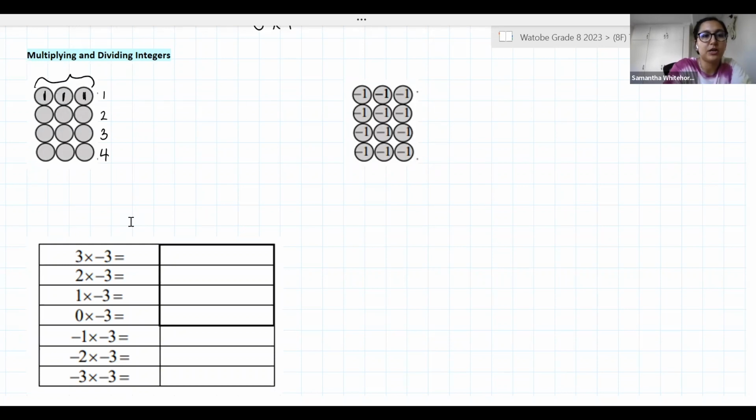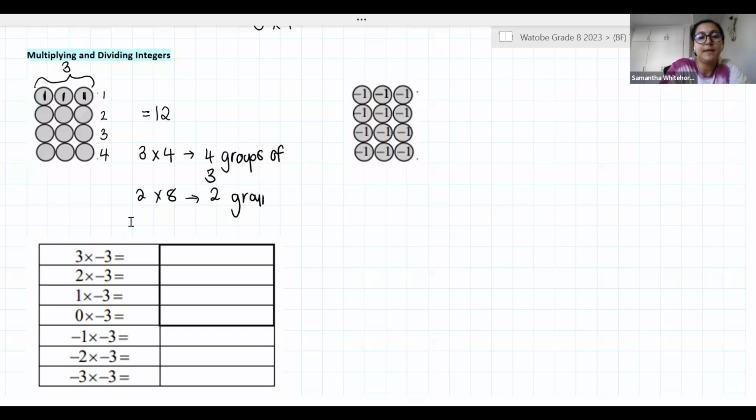So in one group, I've got 1 plus 1 plus 1, which is 3. And I've got 4 groups of those. And so if we were to total all of our circles, we would get a total number of circles of 12. And this is because multiplication is essentially adding something a certain number of times. So if we have, as in this case, 3 times 4, what this is saying is that I have 4 groups of 3. If we say 2 times 8, I'm saying I've got 2 groups of 8.